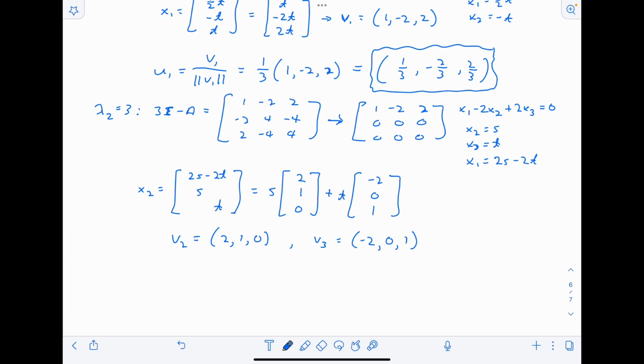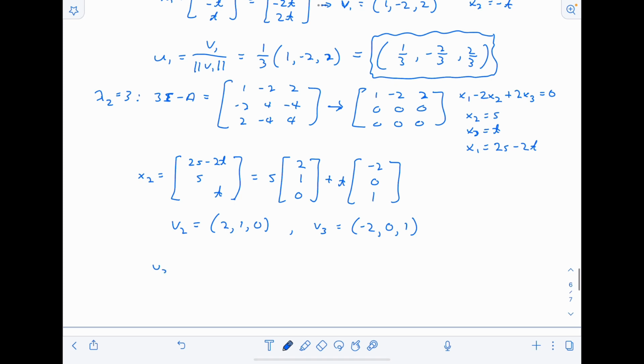Now, a quick check to see if these are orthogonal. We just take the dot product, and we'd have a -4 plus 0 plus 0 is clearly not 0. They are not orthogonal, unfortunately. If they were, we could actually just normalize them and be done. But they're not orthogonal. So V2 and V3 are not orthogonal, and because they are not orthogonal, we have to use the Gram-Schmidt process.